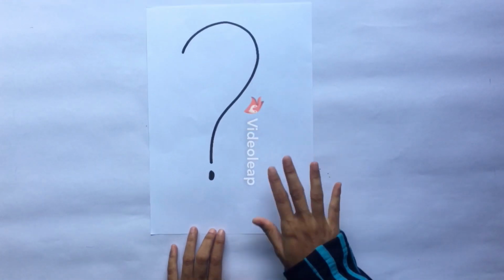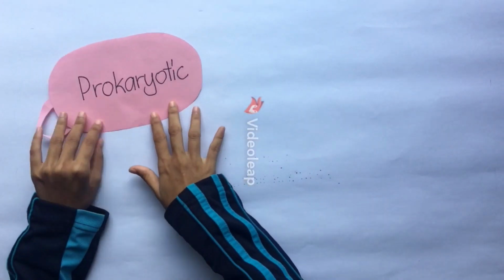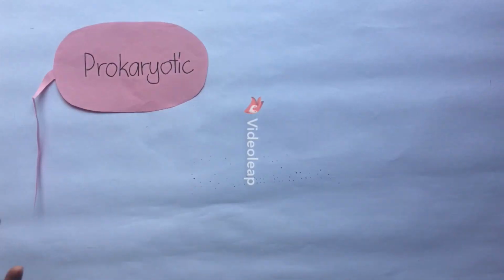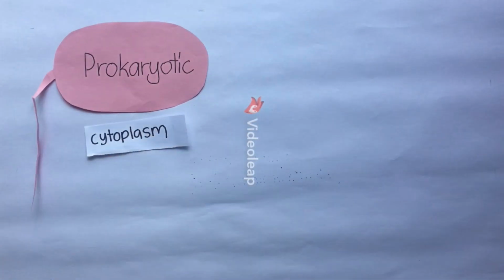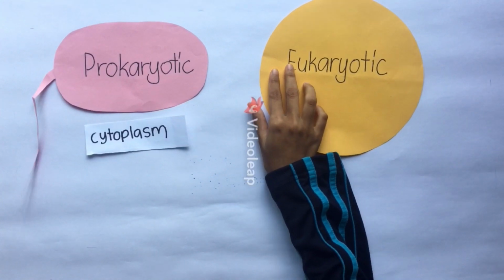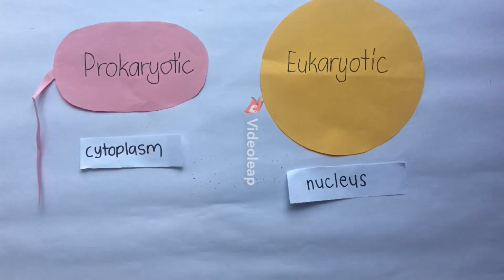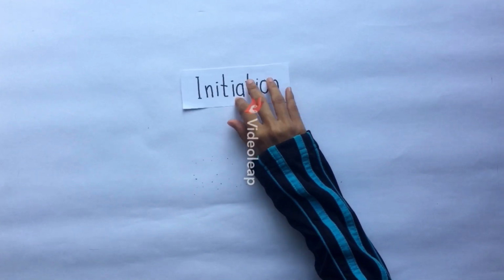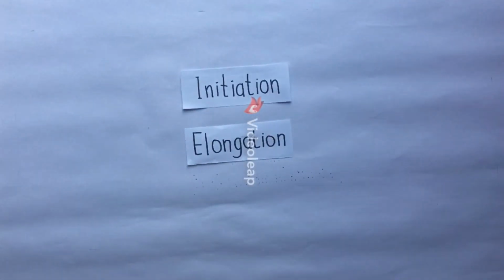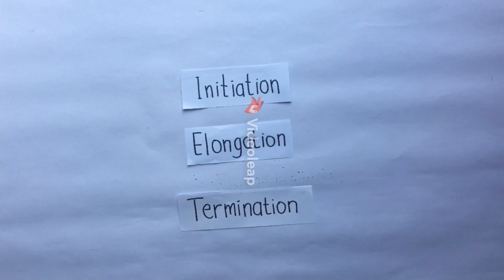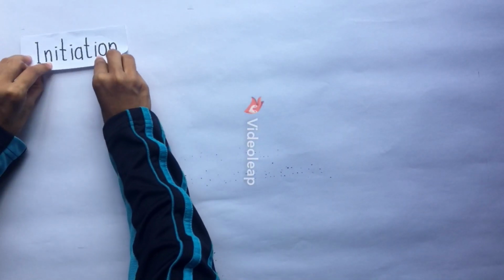So, where does the transcription process occur? In a prokaryotic cell, transcription occurs in the cytoplasm, while in a eukaryotic cell, transcription occurs in the nucleus. Transcription involves three stages. They are initiation, elongation, and termination. So we go to the first stage, which is initiation.